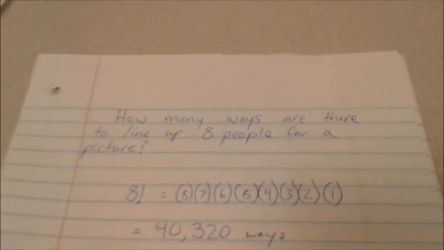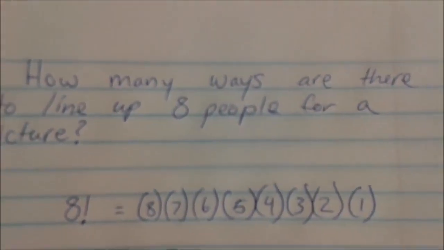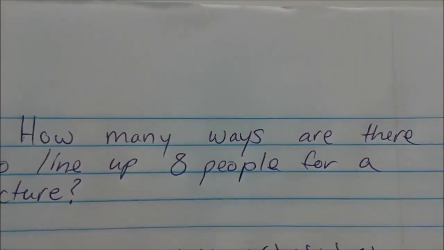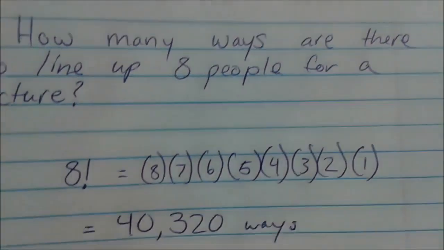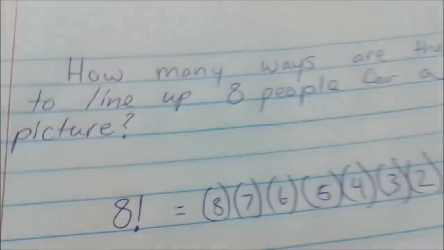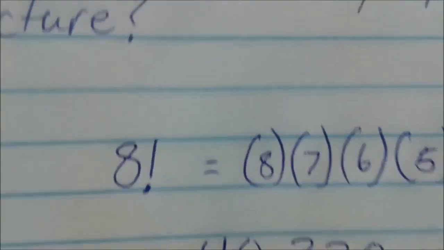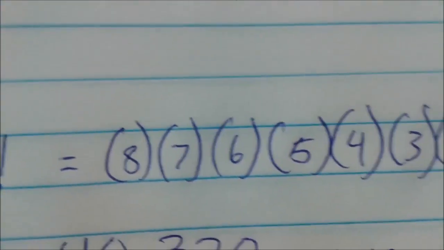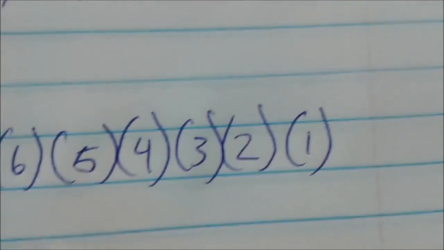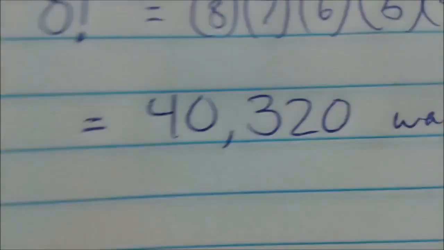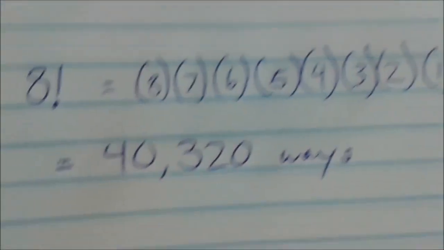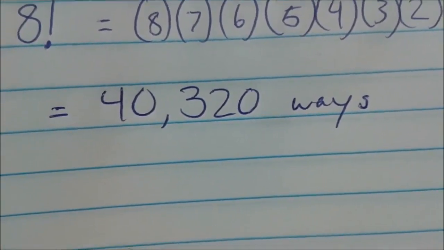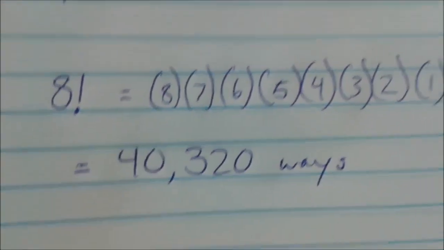Okay, number one. Here we go. How many ways are there to line up 8 people for a picture? So what we need to do is see that 8 exclamation point is there, so you could write out 8 times 7 times 6 times 5 times 4 times 3 times 2 times 1, and then you just multiply all those and you get 40,320 ways that you can line up 8 people for a picture.